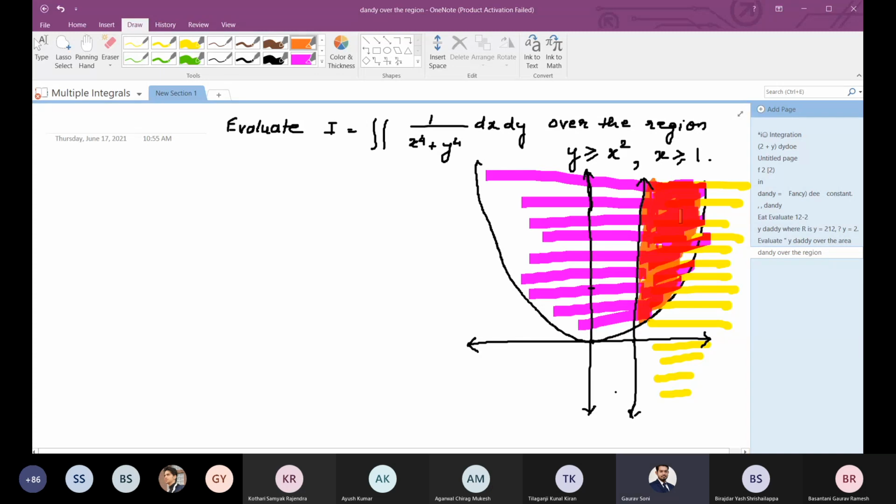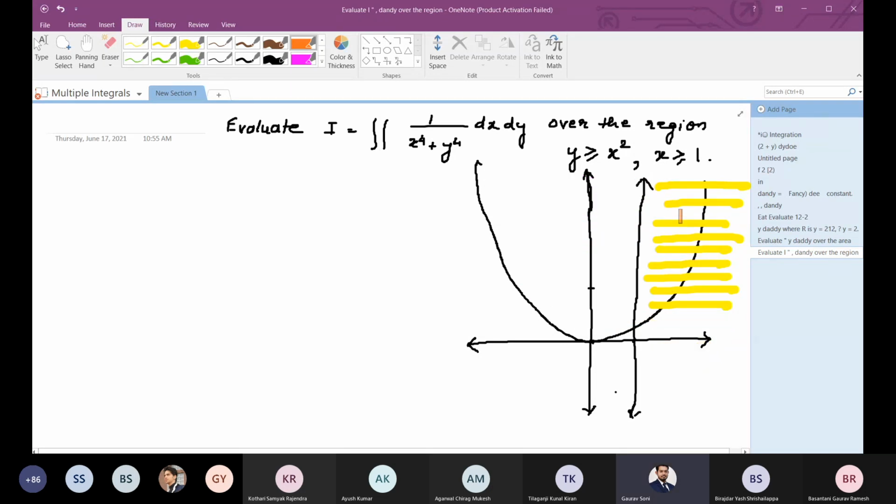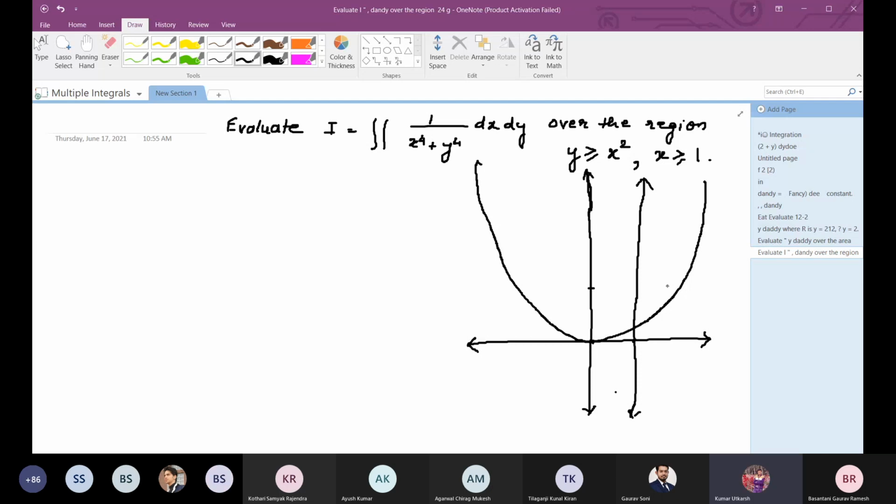Okay, so I'll mark the region and let's talk about the equation. Yes, which strip? Both of the parallel to x-axis. Why are you thinking of parallel to x-axis? Because sir, one end lies on the x equal to 1 line and the other is on the parabola. And if we take parallel to y-axis, there is no upper limit. So upper limit there will be infinity in that case. Can I do that?